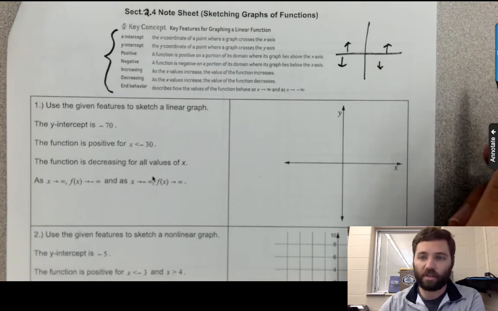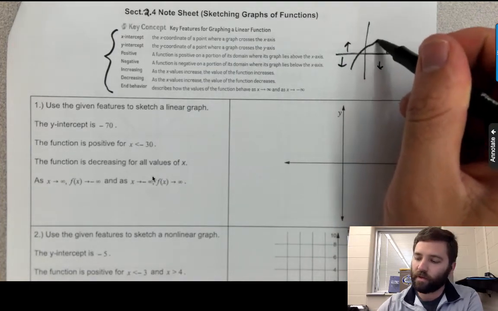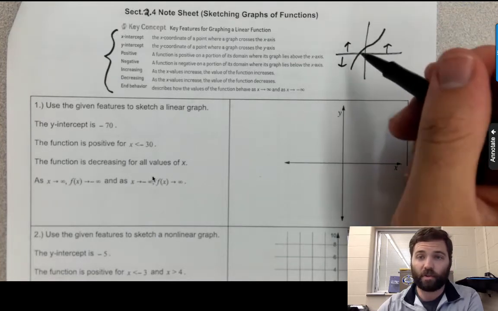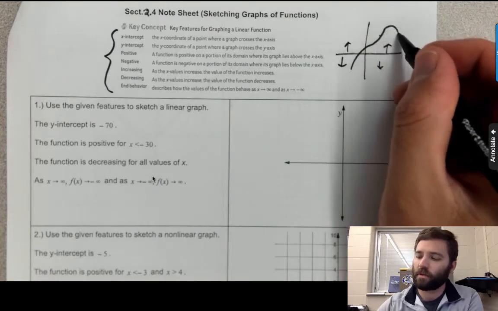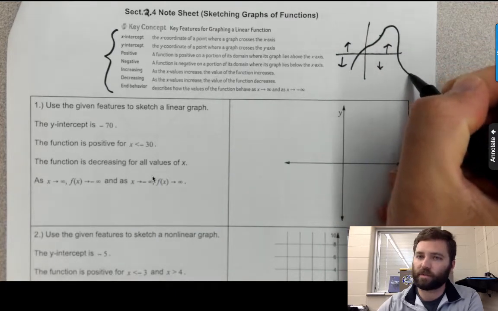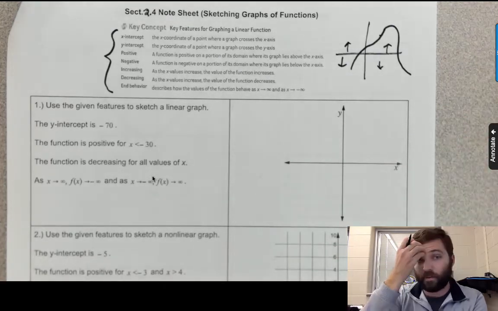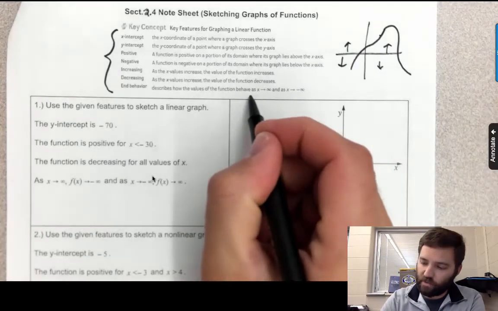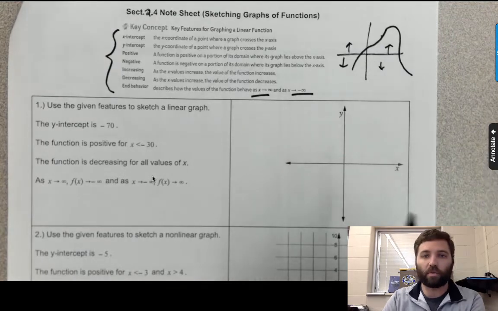When it's increasing, that's when it's going up from left to right. The y values are going up as you move from left to right across the graph. When it's decreasing, it's going down from left to right. We talked about this in another video, I think. And the end behavior we've talked about already. That is what is happening at the ends of the graph: as x moves to the right and as x moves to the left, what is happening to the y values.